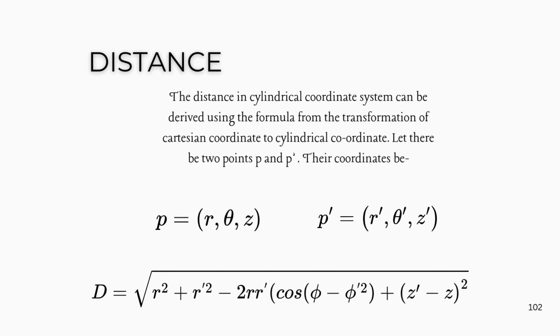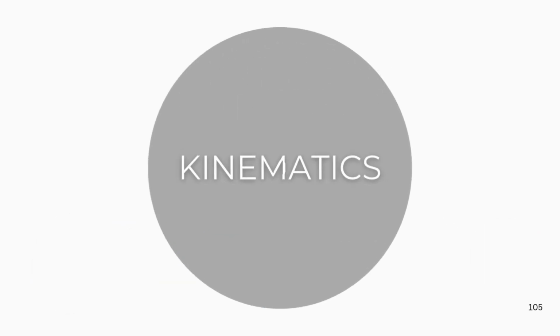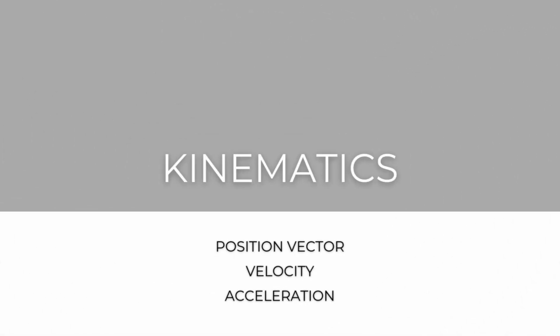So the distance d is equal to the square root of r squared plus r prime squared minus 2 r r prime cos of (theta minus theta prime), plus (z prime minus z) squared. Moving on, we have the kinematics of the coordinate system.